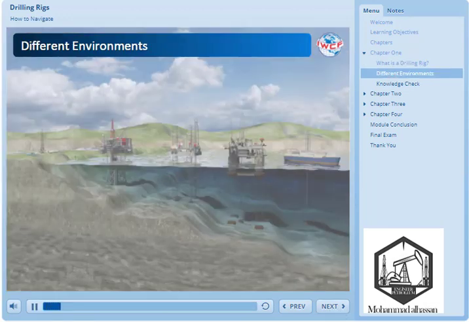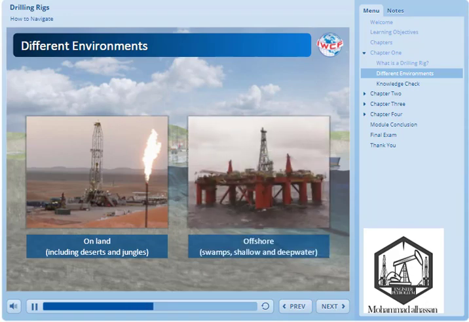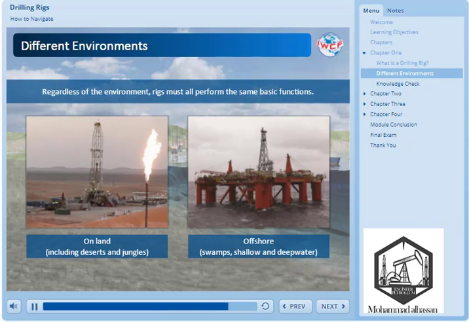Rigs are designed to work in many different environments. For example, on land, including deserts and jungles, and offshore, in swamps, shallow water, and deep water. Regardless of the environment, rigs must all perform the same basic functions.